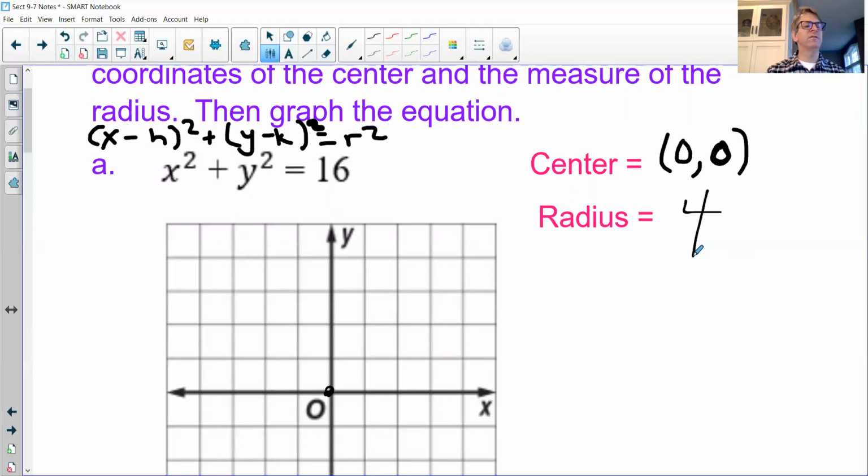You are given the standard equation of the circle, and you are to find the center and the radius. So they've got this little grid here, or coordinate plane, you could draw in the circle: 1, 2, 3, 4. 1, 2, 3, 4. And the circle kind of goes like this.